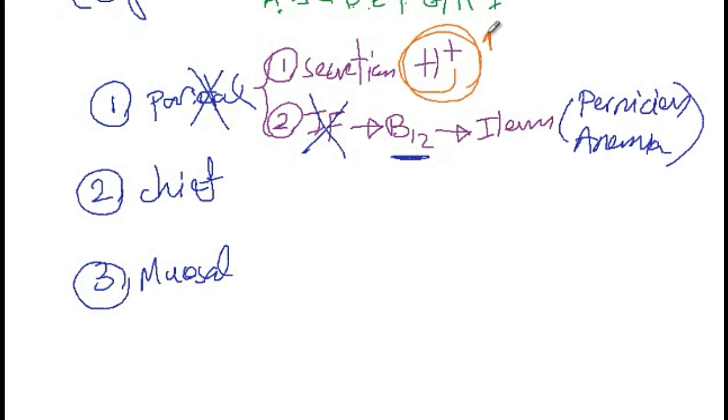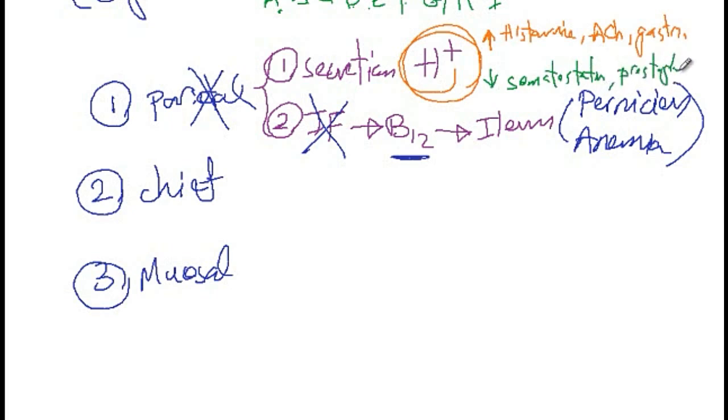So factors that increase stomach acid secretion include histamine, acetylcholine, as well as gastrin. And then factors that decrease stomach acid secretion include somatostatin, prostaglandin, as well as gastric inhibitory peptide. So as you know, NSAIDs like ibuprofen or aspirin can cause gastric ulcers, and the reason is that they inhibit prostaglandin, so there would be too much stomach acid secretion, which causes stomach ulcers.